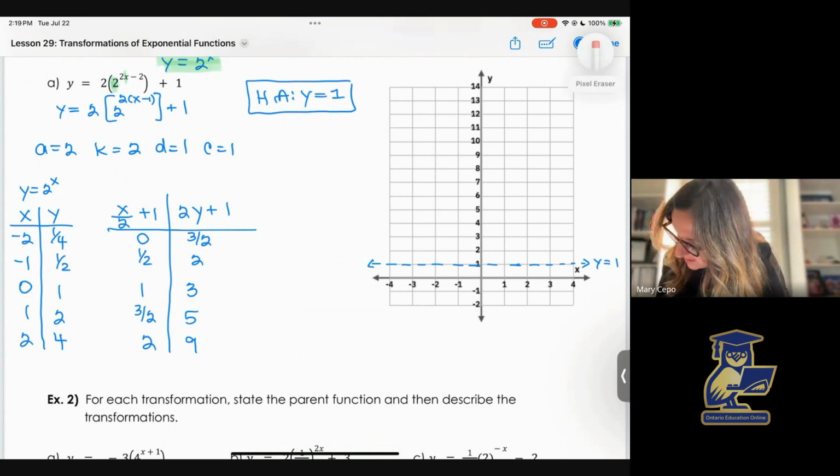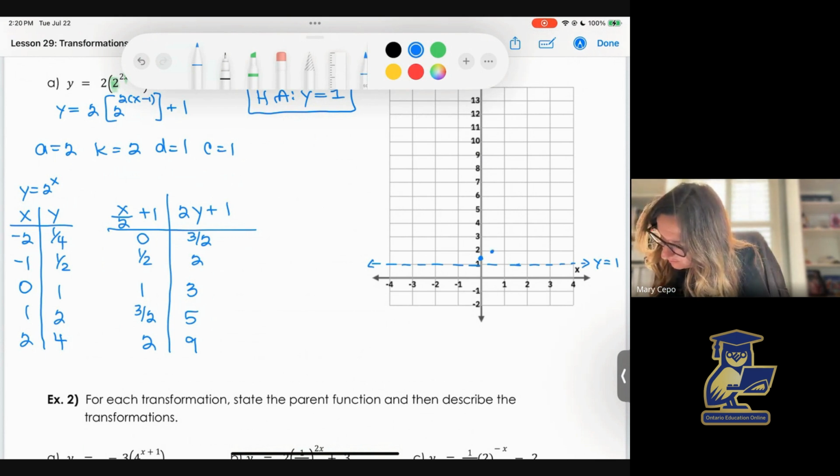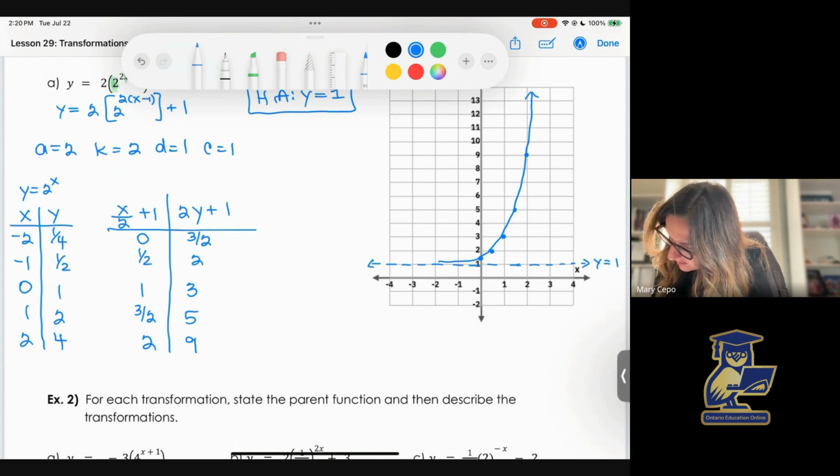At 0, we're at 3/2, which is 1.5. At 0.5, we're at 1.5. Sorry, at 0.5, we're at 2. At 1, we're at 3. At 1.5, we're at 5. And at 2, we're at 9. And there you have it. This is y is equal to 2.